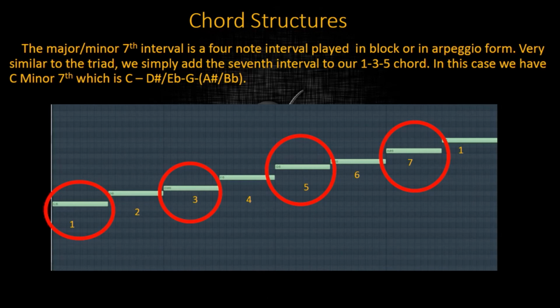The major, minor, seventh. This is a 4-note interval. Now we had 3 notes initially, and that was a triad, but now we have a 4-note interval. It's played often in a block or arpeggio form. Similar to the triad, we just add the 7th interval or 7th degree to our 1, 3, 5 chord. We're using C minor in this case, which would be C, D sharp, E flat, G, A sharp, and B flat. So now we've highlighted the 1, 3, 5, and 7 locations.